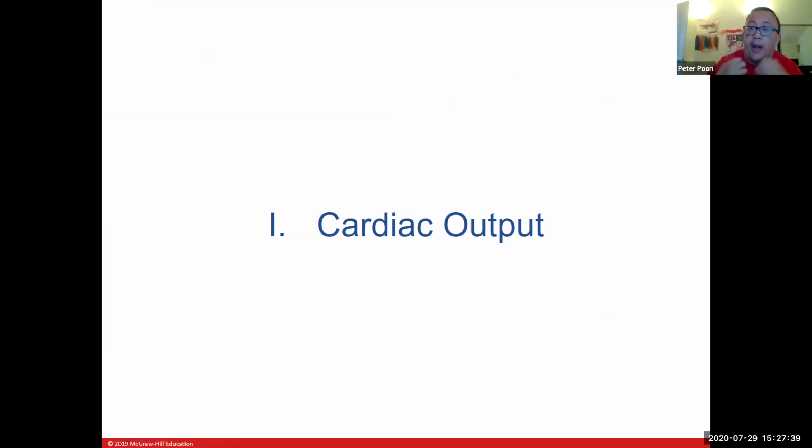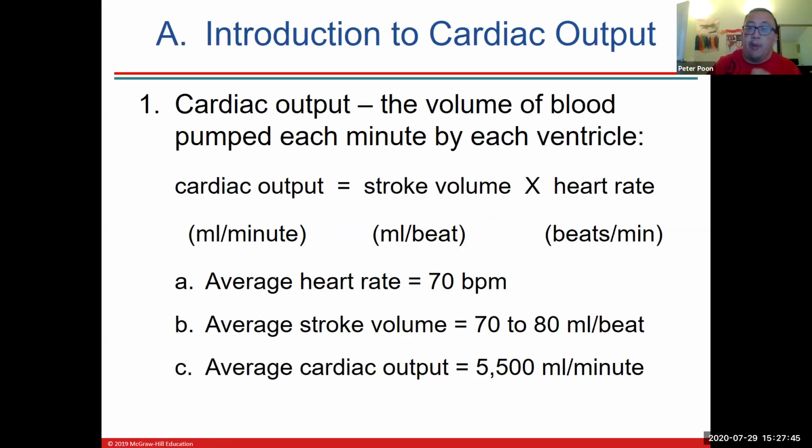Okay, so cardiac output. How much blood is your heart pumping out? And that is determined by two numbers. The first number, obviously, is your heart rate. How many times is your heart beating? The second one is your stroke volume. How much blood does each pump actually squirt out?